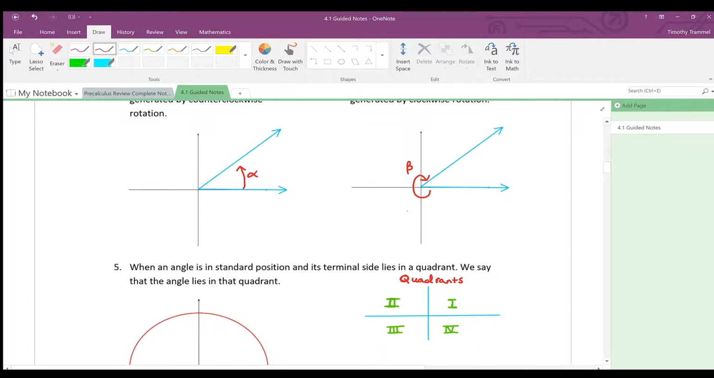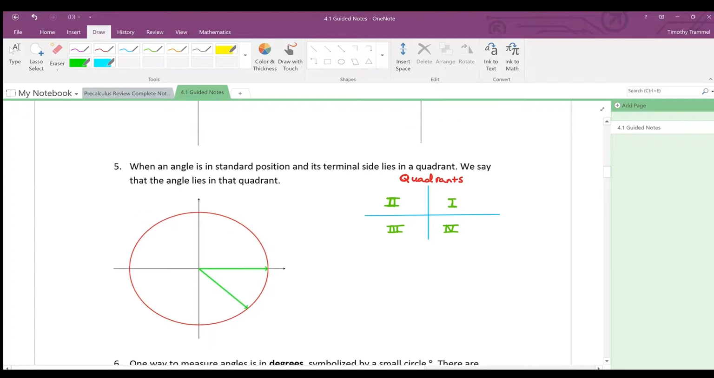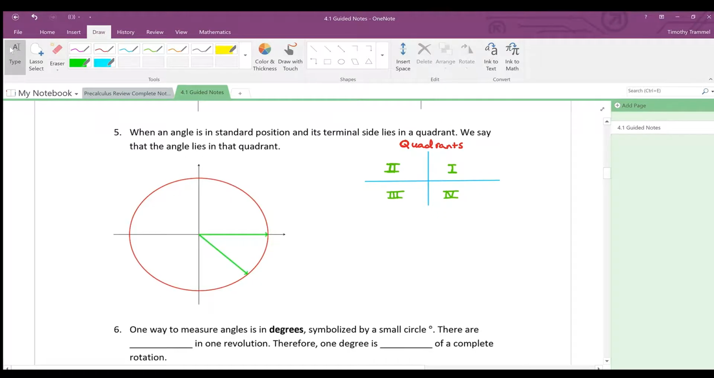All right, so on to some more terminology here with number 5. In number 5 here, we're just learning how to describe the location of our angles. Okay, and really specifically, I mean the terminal side of the angle, because we already know where the initial side is if it's in standard position. It's on the positive x-axis.